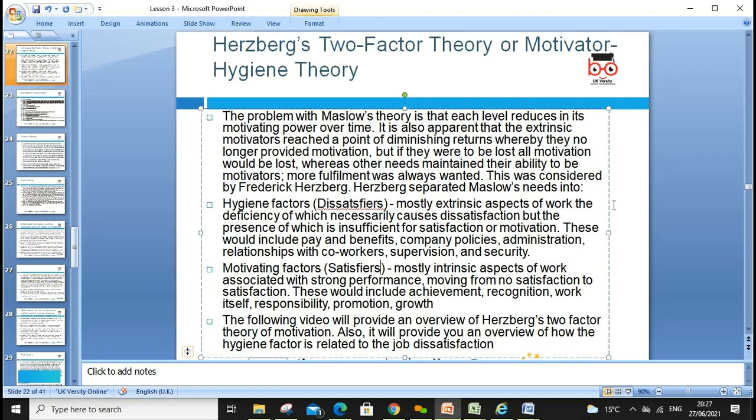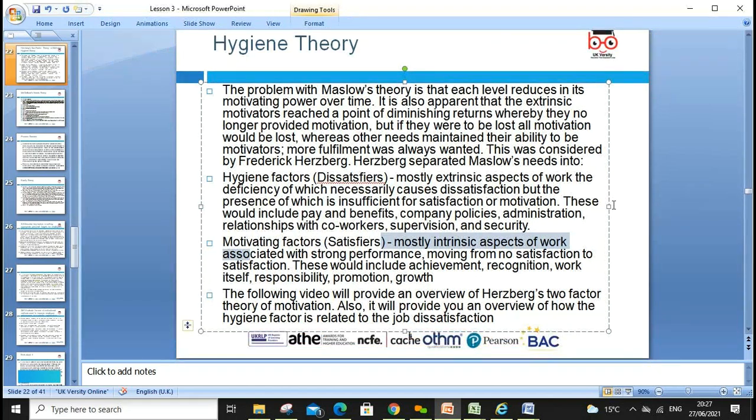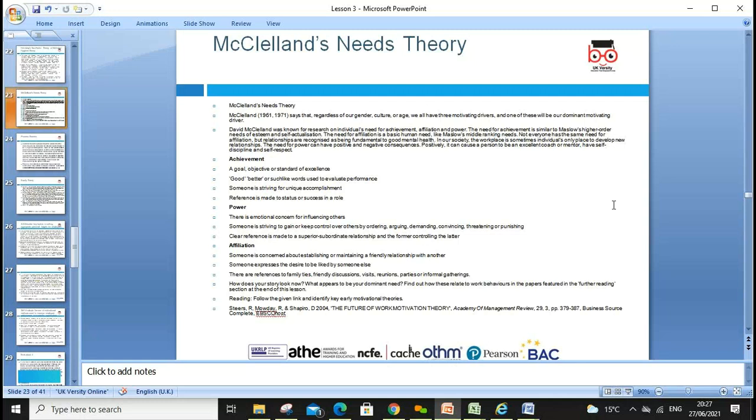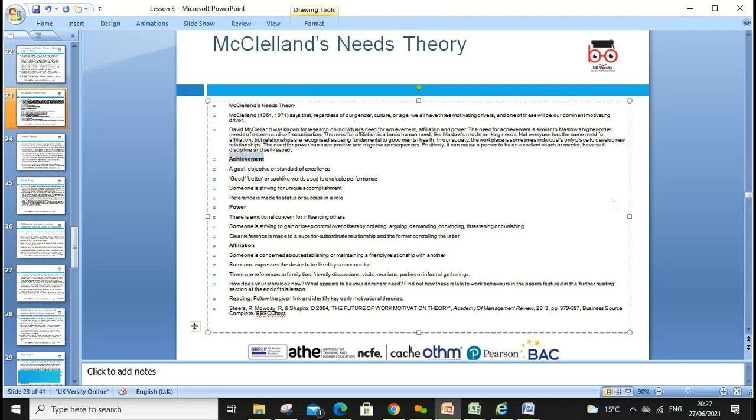Then Herzberg's two-factor theory, which also concerns motivation. Dissatisfiers, like the hygiene factors, policies, and the culture of the organization, we need to focus on. Motivator factors are satisfiers, more intrinsic. So we can look at those as well.